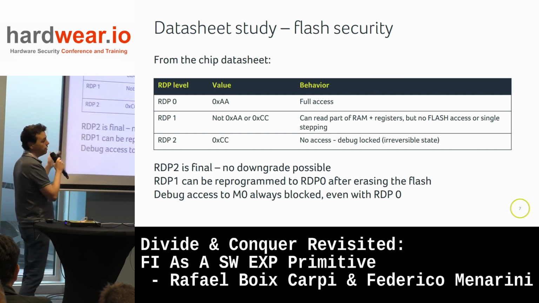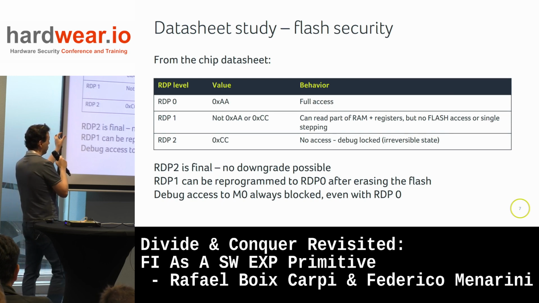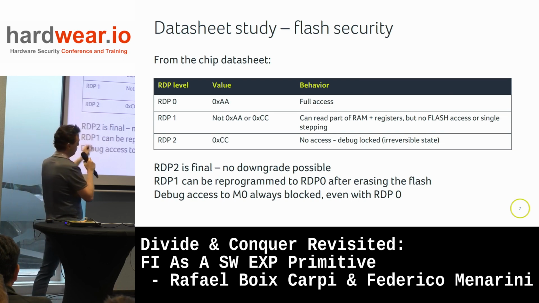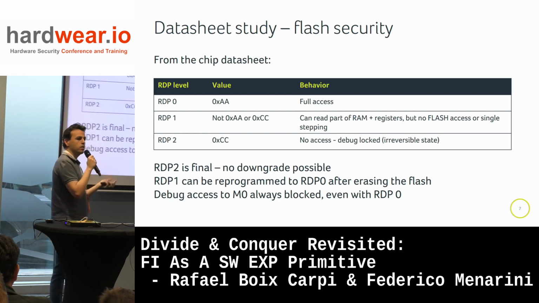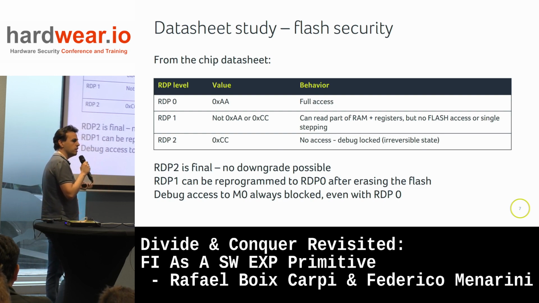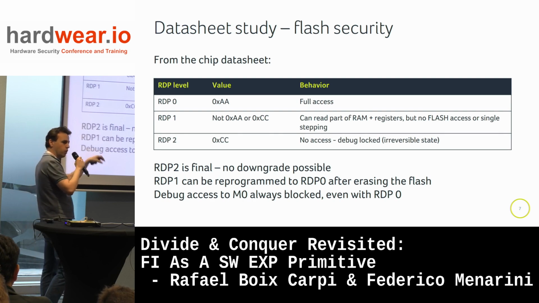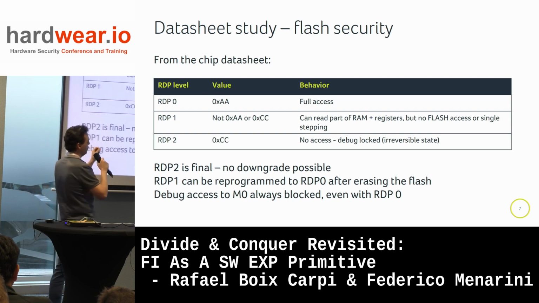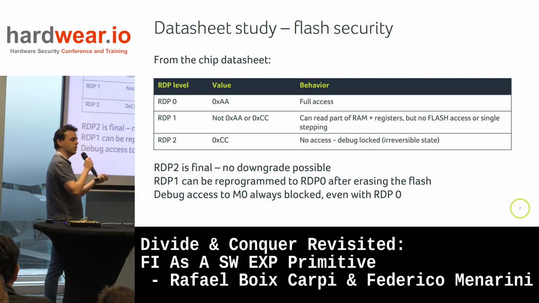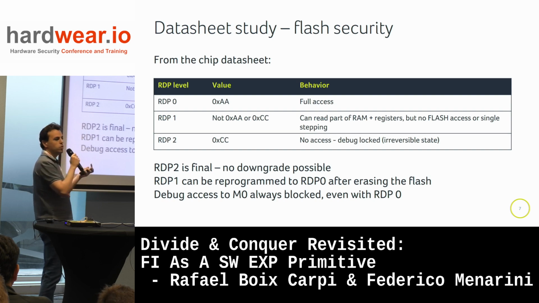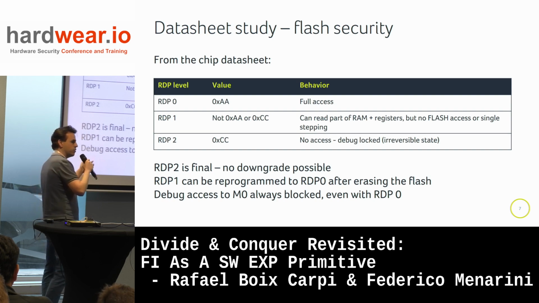Then there is the third state, RDP1, which is denoted by not AA and not CC in this option byte. This is a partially locked state. In this state, the debug setting is open. You can connect a debugger, you can debug part of the RAM and some registers, but you cannot read the flash, and you cannot do single stepping, instruction by instruction.